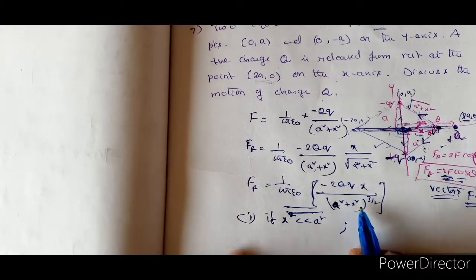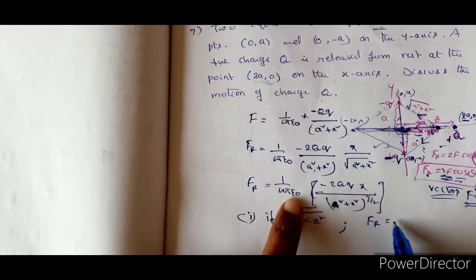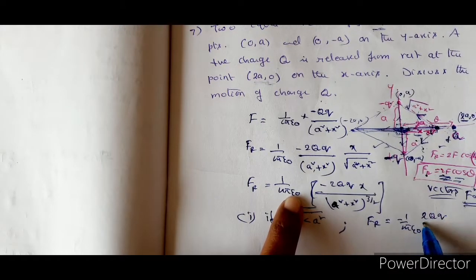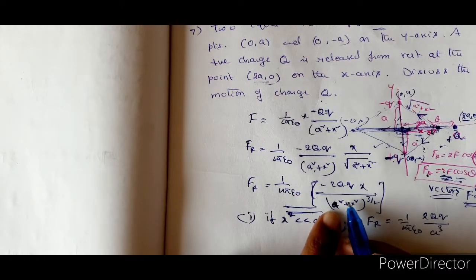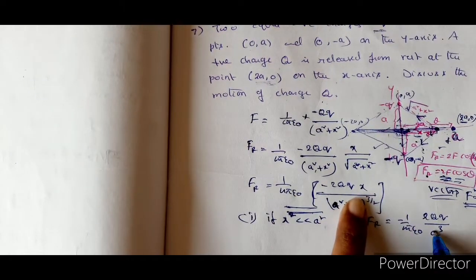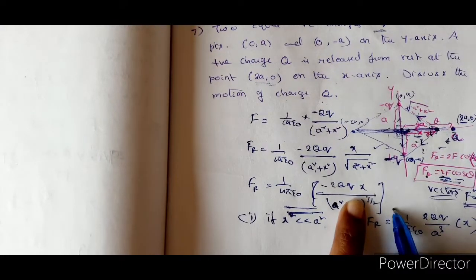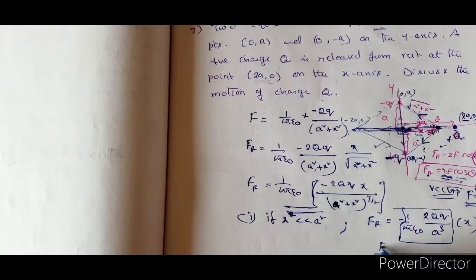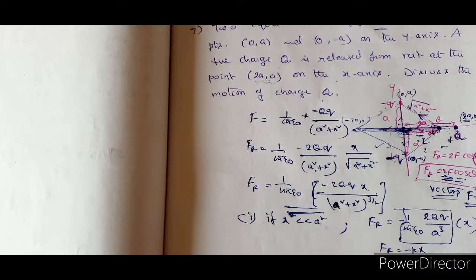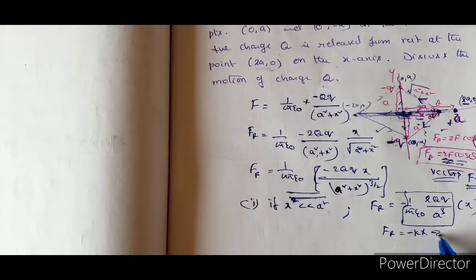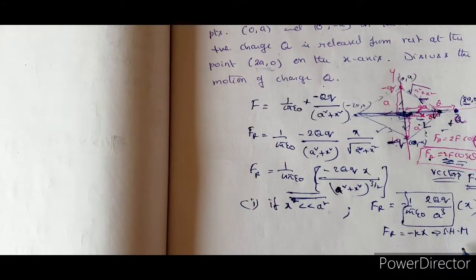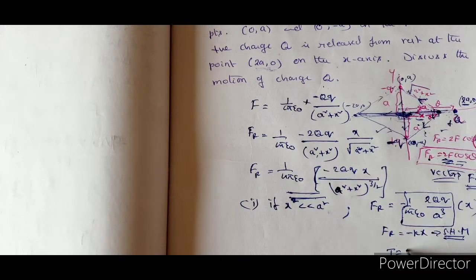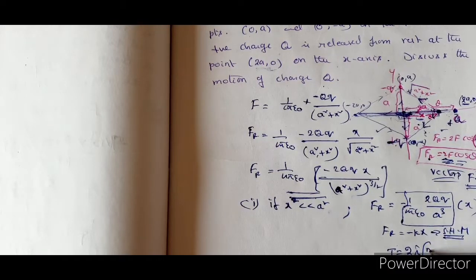This will be neglected and you will have this restoring force is equal to minus 1 by 4 pi epsilon naught 2q by a cube, and the square will get cancelled, x square is neglected, right? a cube into x. So this whole thing will become some constant k. So that means Fr is equal to minus kx. That means it is in simple harmonic motion. So once it is in simple harmonic motion, then you can find using the formula T is equal to 2 pi into root m by k.